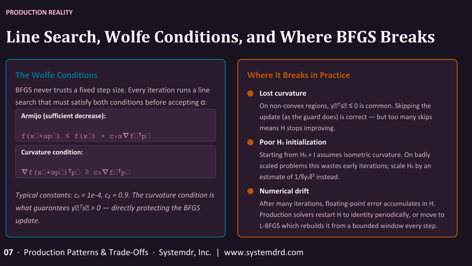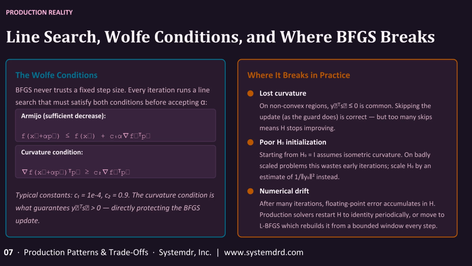And here's the connective tissue. Satisfying the curvature condition is exactly what guarantees yk transpose sk is positive, tying this directly back to the curvature guard in our code. Now, where does this actually break in the real world? Three places. Lost curvature on non-convex regions. The guard correctly skips these, but too many skips and H stops improving. Poor initial scaling. Starting from the identity matrix assumes uniform curvature, which wastes early iterations on badly scaled problems.